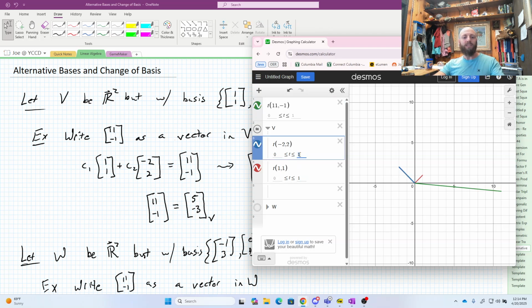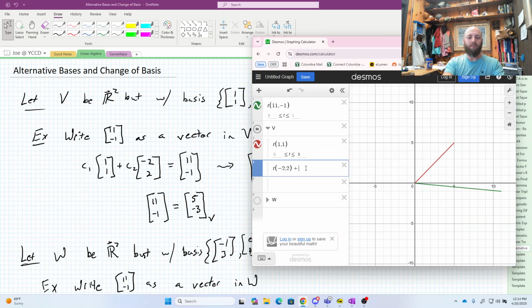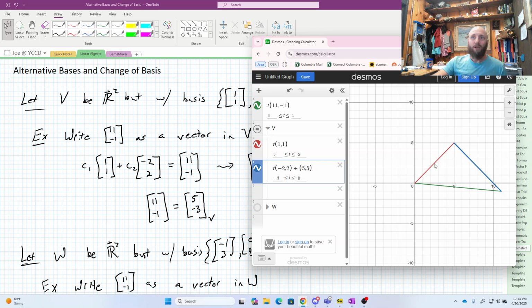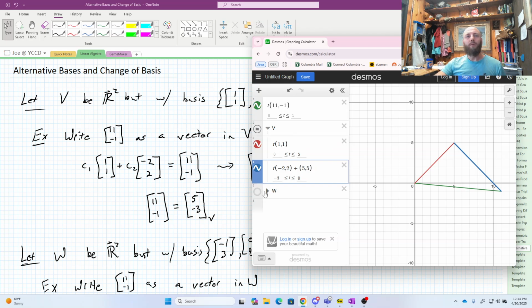So essentially, if I scale the red vector, red's the first vector, up by a factor of 5, and then scale the blue vector by a factor of negative 3, and then I put the blue vector at the tip of the red vector, so I'm just going to add where the red vector ends up. So there I've got the green vector expressed in terms of red and blues, right? Now we could do that same thought.